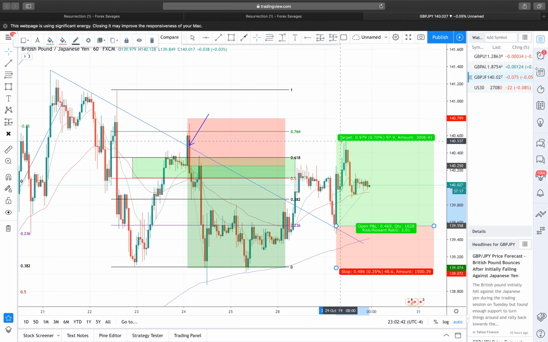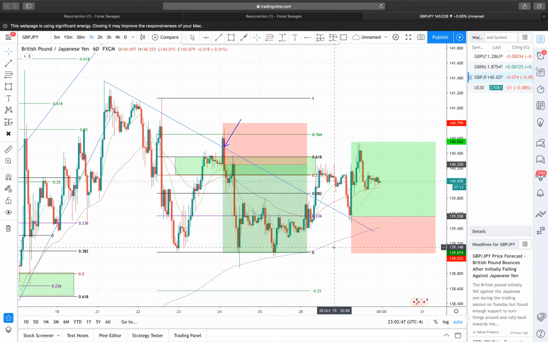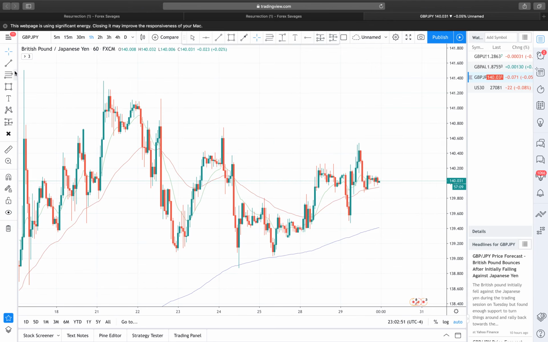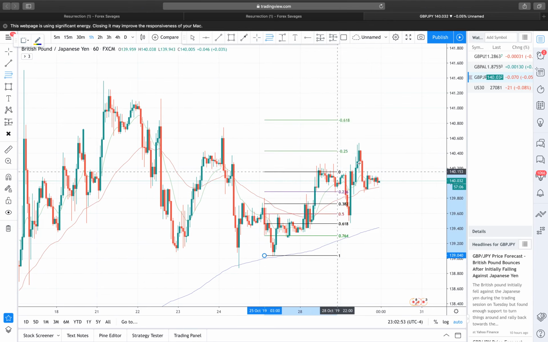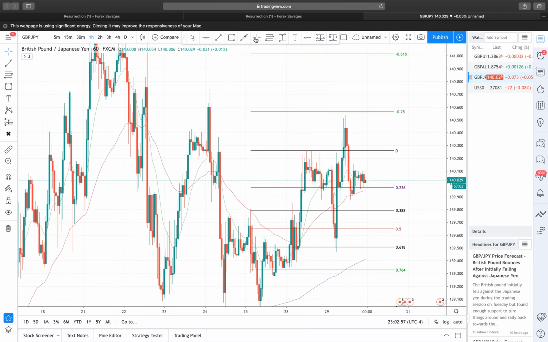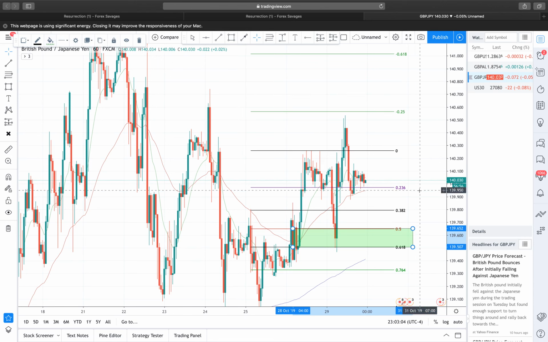Look at that. Almost hit the 100 pip, but we definitely got our 50 pip. Within, guess what? A little mini Fibonacci zone. Right here. Right there.